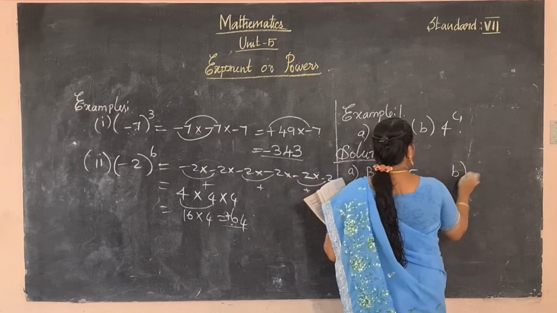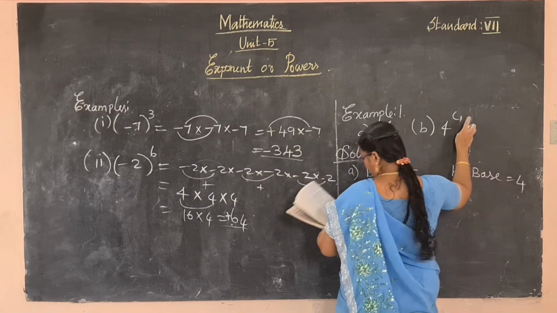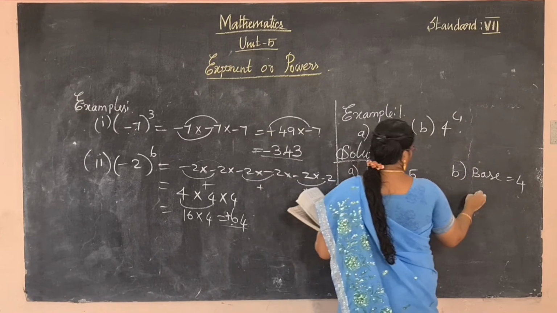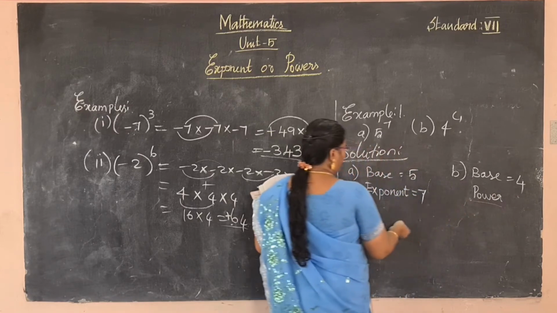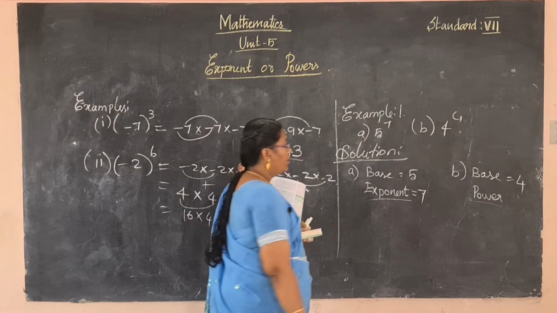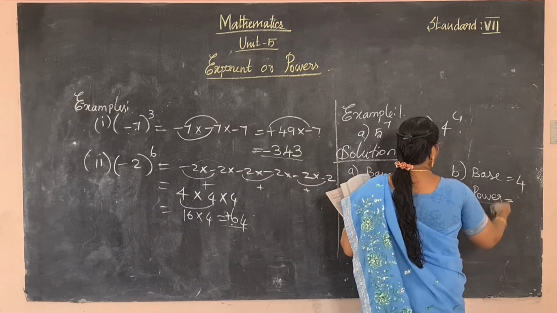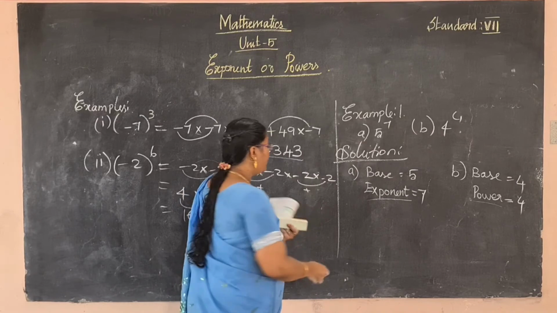B. The base is 4, and power also. Why do you write power here? Both have the same meaning: exponent or power or index. So here I wrote it differently. So power is also 4. Okay, and next, example 2.